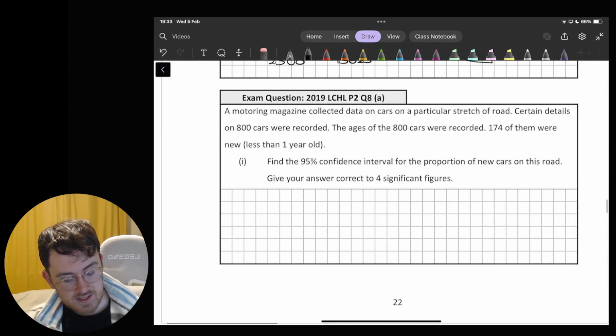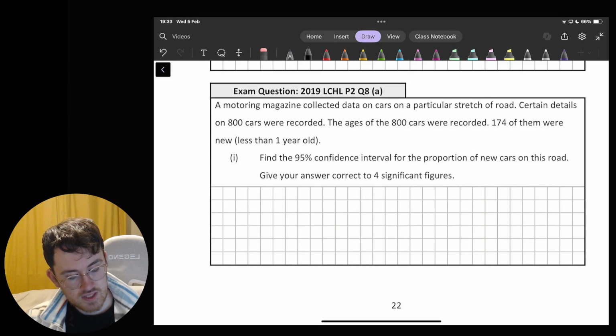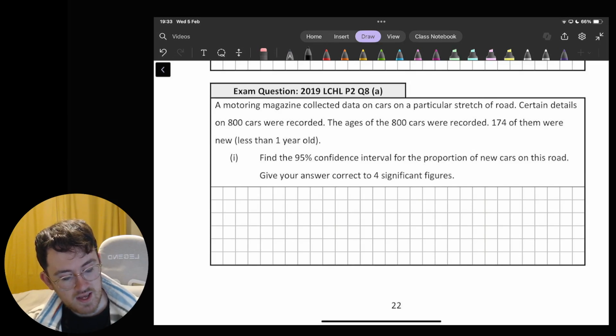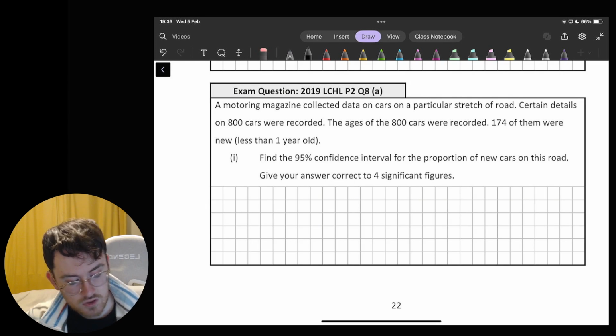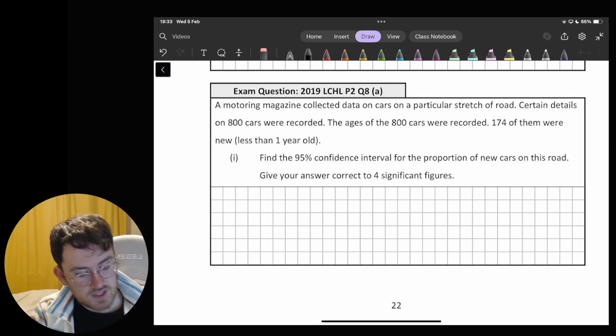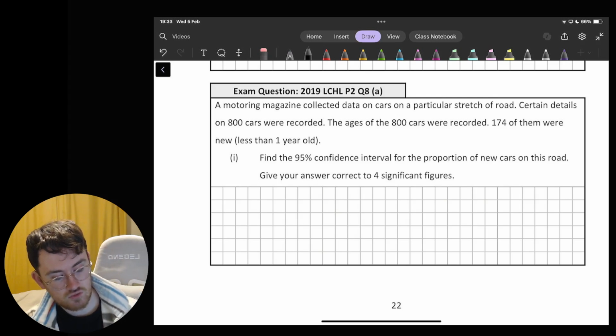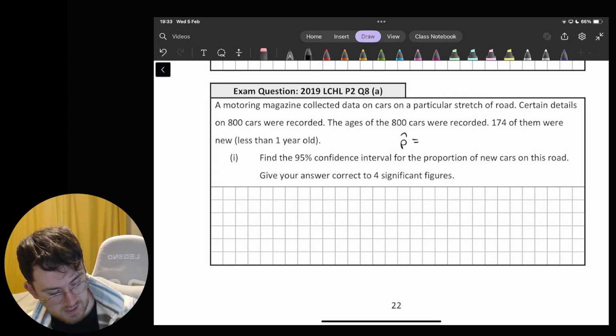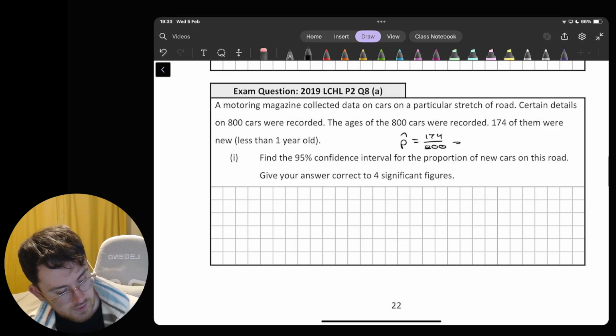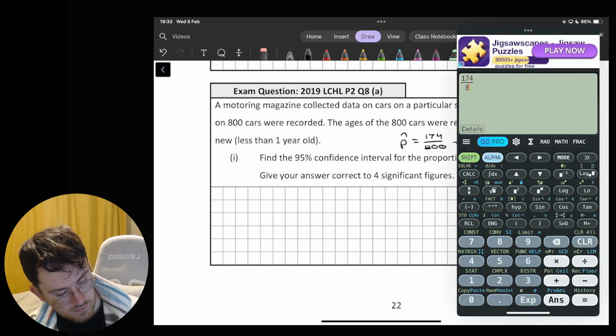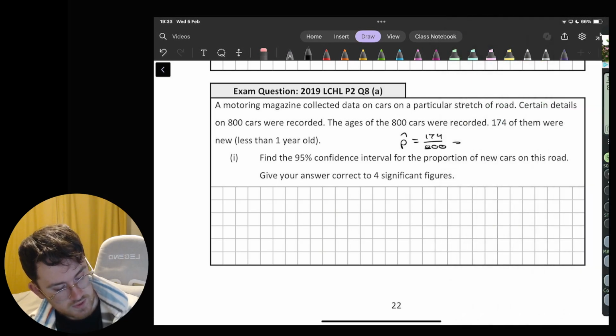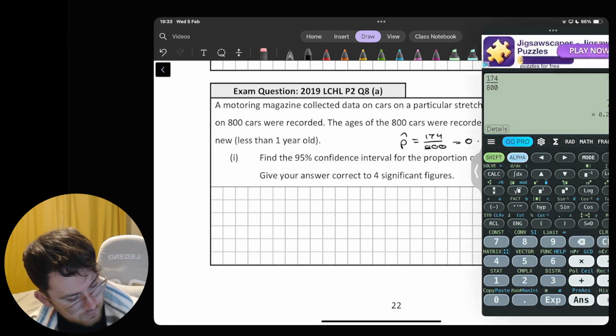Motoring magazine collected data on cars on a particular stretch of road. Certain details on 800 cars were recorded. The ages, 174 of them were new, less than 1 year old. Find the 95% confidence interval for the proportion of new cars on this road. So the first thing would be to find p hat, which is 174 out of 800, 0.2175.